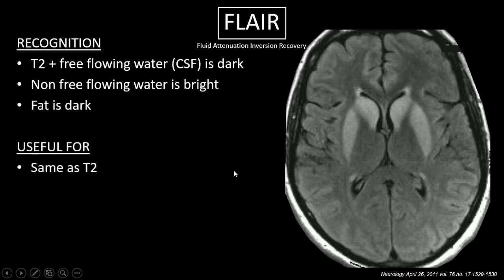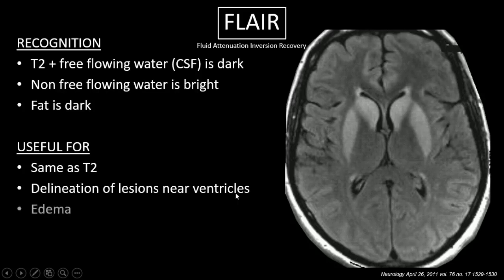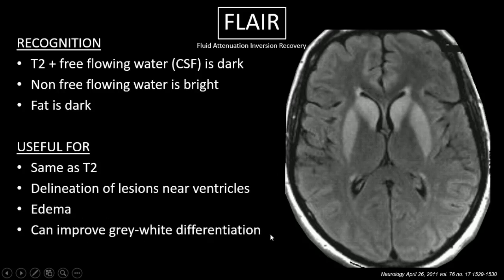So what is this useful for? Same as T2, but it does a better job of delineating lesions near the ventricles. Because edema would be bright, but in FLAIR, the CSF is going to be dark because it's free-flowing, whereas edema is not going to be free-flowing. And it can really do a good job of gray-white differentiation. Just look at the putamen and the head of the caudate. They really stand out.